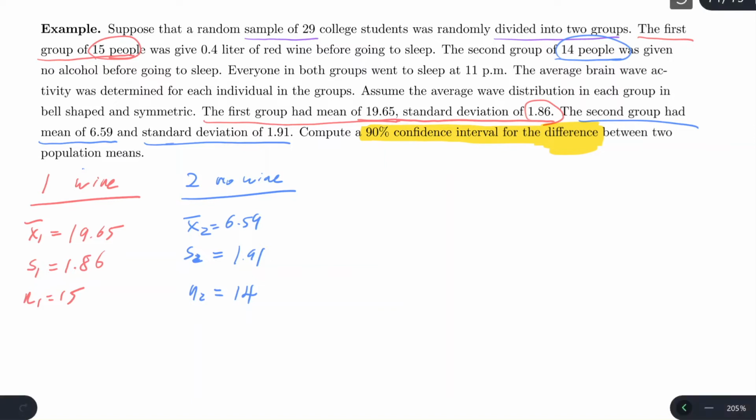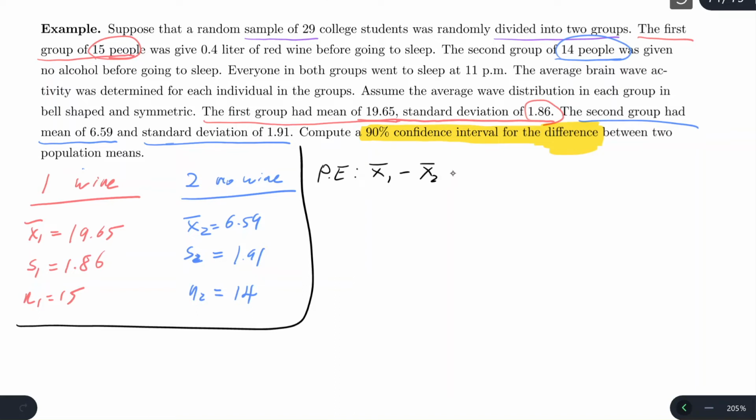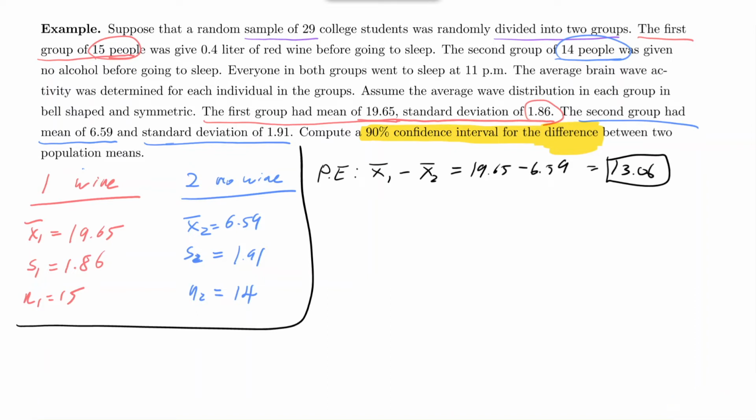Okay, so once we have organized, let's find the point estimate first. Point estimate, let's just call it PE. Point estimate is first sample mean minus second sample mean. In this case, 19.65 minus 6.59. Then we get 13.06. So this is the sample difference. So from here, we add and subtract the margin of error.